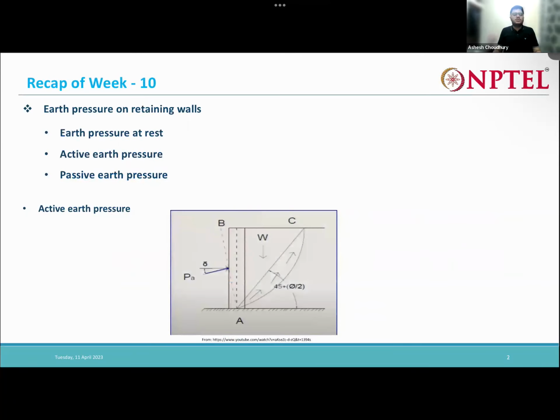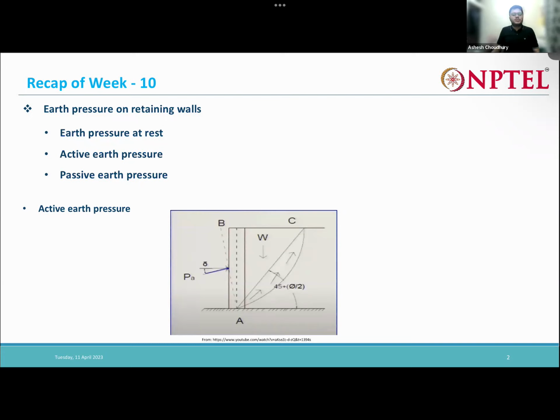So we are dealing with earth pressure on retaining walls, right? There are actually three types of earth pressure that can act on a retaining wall. The first one is earth pressure at rest, the second one is active earth pressure, and the third one is passive earth pressure.